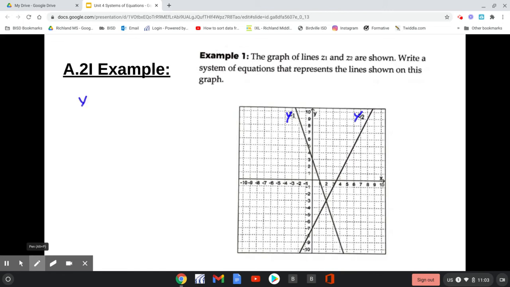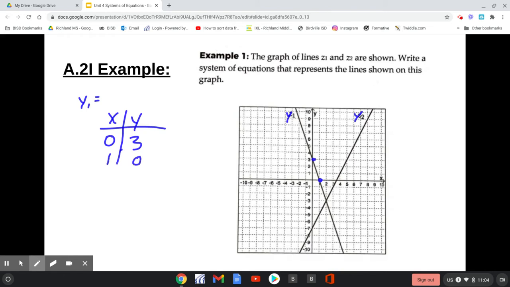So for Y1, I can see that we have a point here. I'm searching for 2 points, so I'm going to make my little table. I know when x is 0, y is 3. And the next point I can see is when it crosses the x-axis: when x is 1, y is 0.